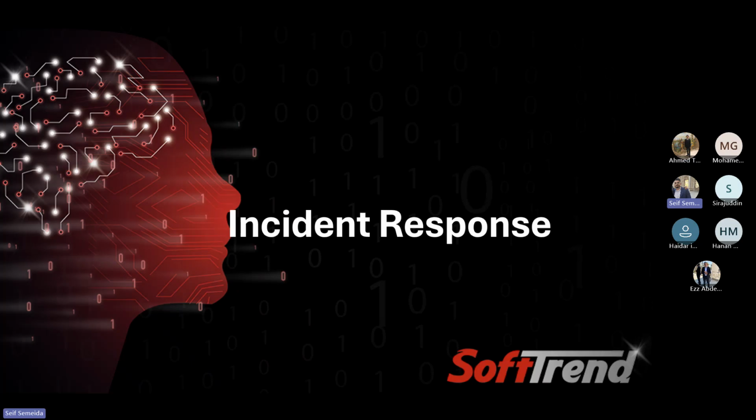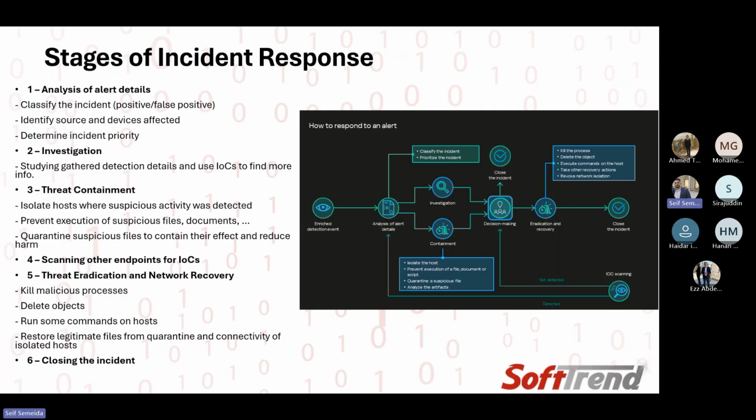Next, we're going to discuss the different stages of incident response. First of all, we have the analysis of the alert. Basically, the alert comes and the incident is classified whether an actual positive incident, so there is an actual incident, or is it a false positive, where the alert is pointing out something that may be unusual, but it's not a malicious file or action.